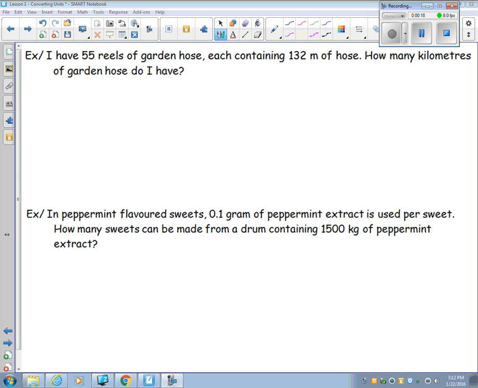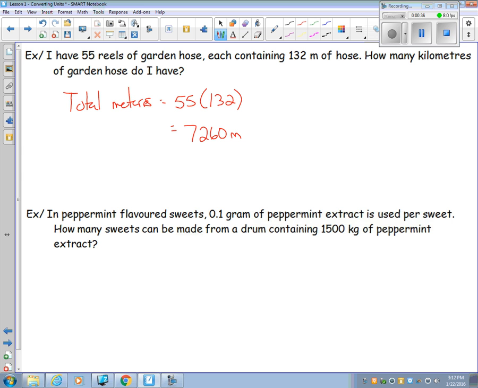So we might want to start off by figuring out how many meters we have. The total meters would be the number of hoses we have, 55 of them, times 132 meters each, which gives us a total of 7,260 meters. The question asks us for that in kilometers.